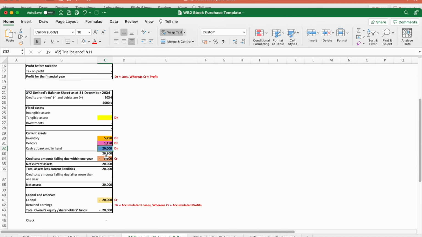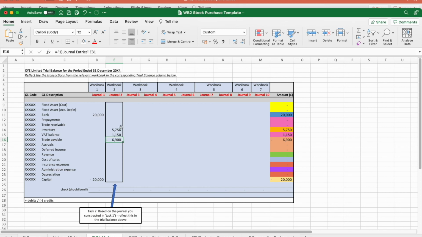And then in terms of our creditor amount, that is the amount that we owe to the creditor. We purchased inventory at 5,750, and we still have to pay that VAT across because there's VAT on the invoice. We have to pay that VAT across to the supplier, but the point is we will be able to claim that back in our next VAT return, but we still have to pay that across to our supplier, so that's why we're recognizing a liability for that 6,900.